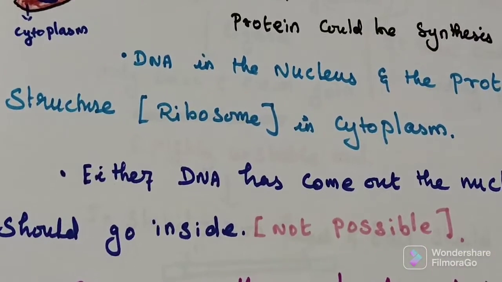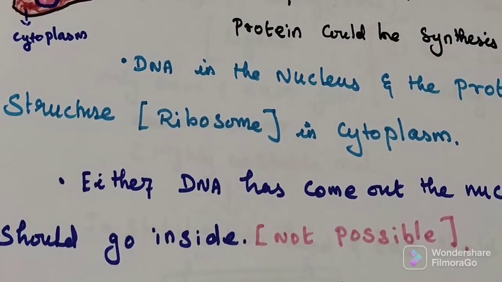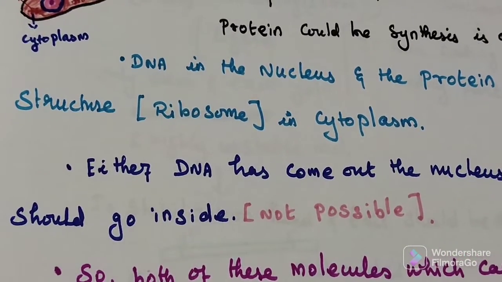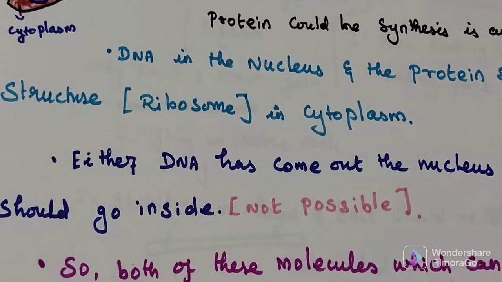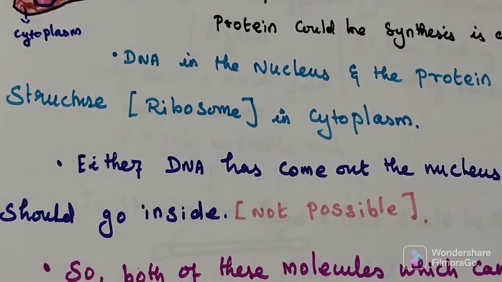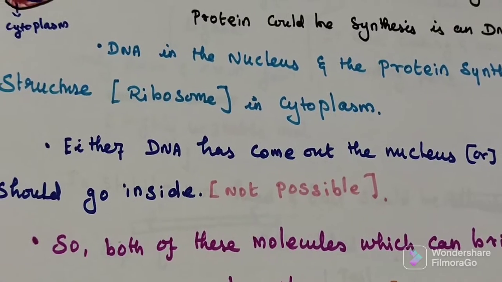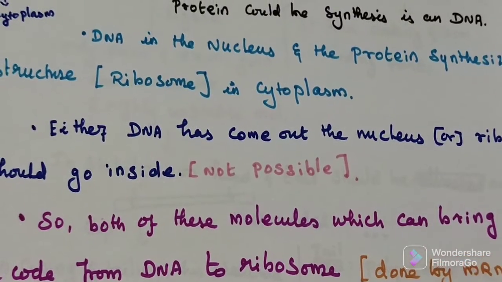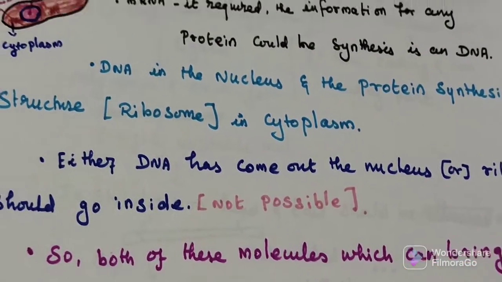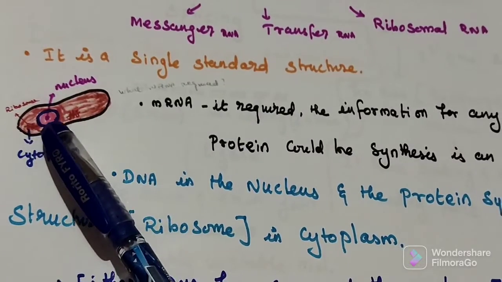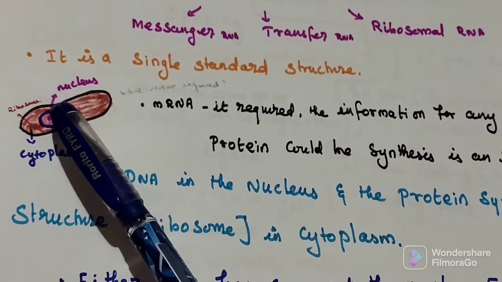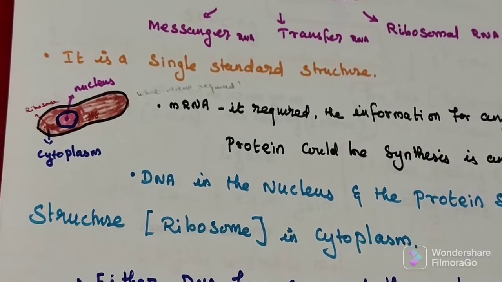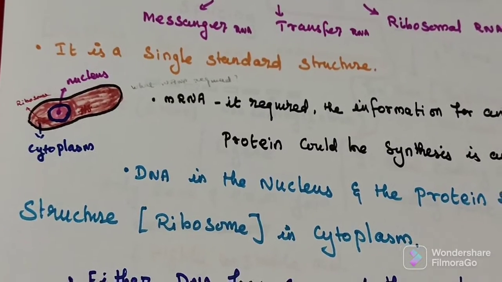So either DNA has to come out of the nucleus or the ribosome should go inside. Both of these are not possible. So we need a molecule which can bring the code from DNA to the ribosome, which is present in the cytoplasm. That job is done by mRNA. DNA is present in the nucleus and carries the code for protein, but protein synthesis will occur in the ribosome, which is present in the cytoplasm. So here mRNA acts as a messenger.